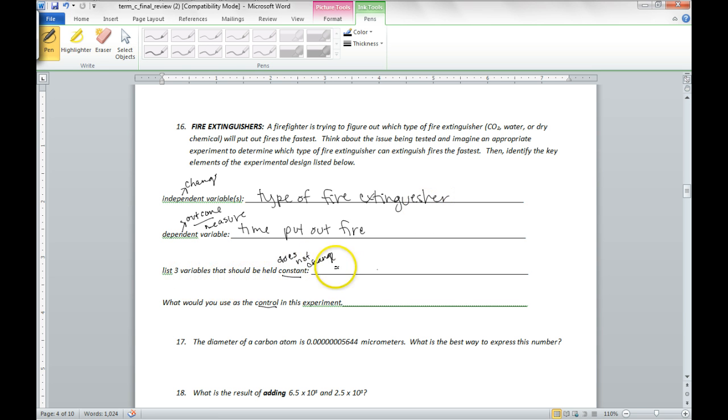Okay, three variables that can be held constant, so that's something that's not going to change at all. That could be the time that we use the fire extinguisher, how big the fire is, and what we use to start the fire. That means each experiment we're going to hold it the same. A control is a group that we're going to look at and compare it to. So this would just be letting the fire burn. We can just let the fire burn and see if it naturally goes out and see how long it takes for it to go out.